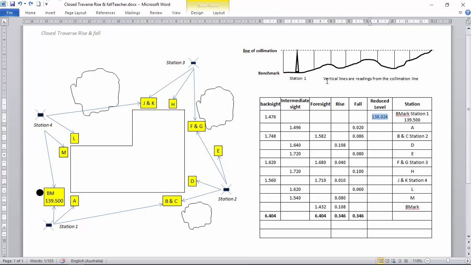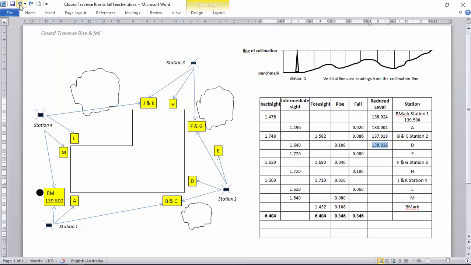Then we've got to enter our reduced level. So from our benchmark, we've got 139.5. We take away 1.476, and that gives us 138.024. And that's our first RL. Then we have a fall of 20, which we take away because it's getting closer to water level, sea level. Then we have another fall, so we're going to take that away as well, which will give us 137.918.